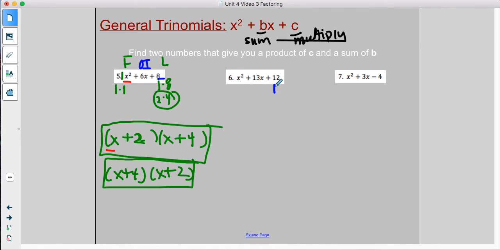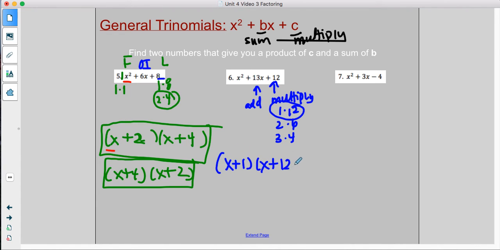Once again, we are multiplying to 12, but add to 13. So multiples of 12. 1 times 12, 2 times 6, 3 times 4, 5 times there is nothing. Then you guys kind of see how I'm looping back around. So 1, 2, 3, 4, there was no 5s, and then no 7s, 8s, kinds of idea. So you have every multiple listed here. So we need to multiply to 12, but add to 13. Well, I can see 1 plus 12 gives me 13. So my answer is x plus 1, x plus 12.